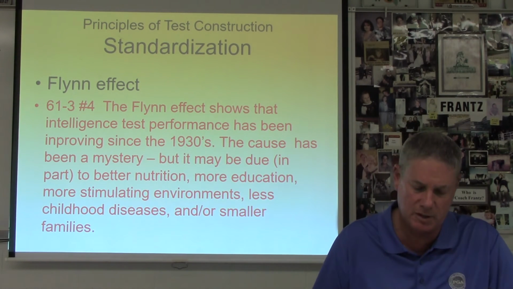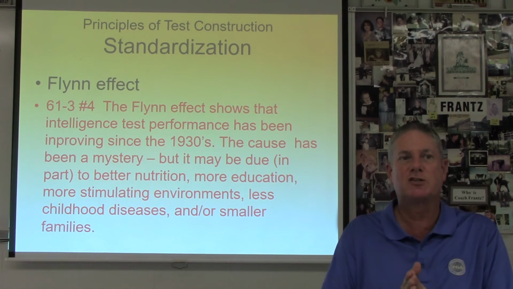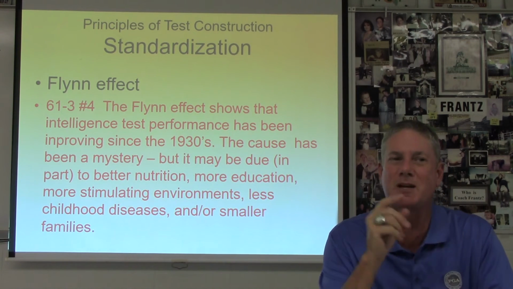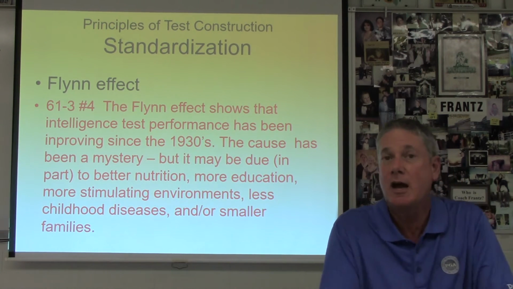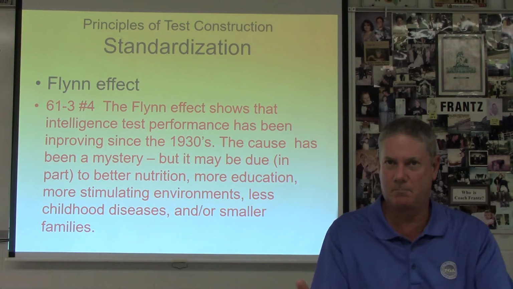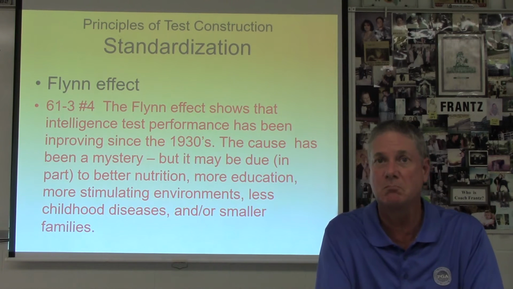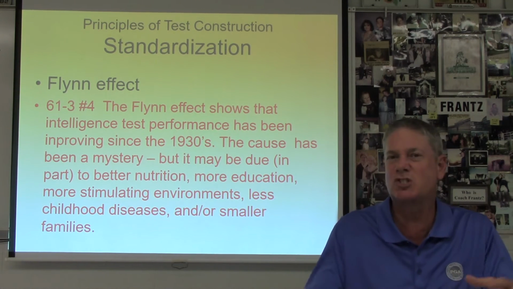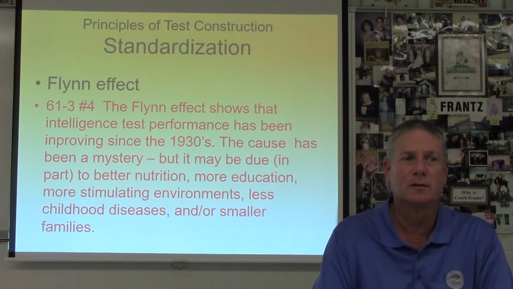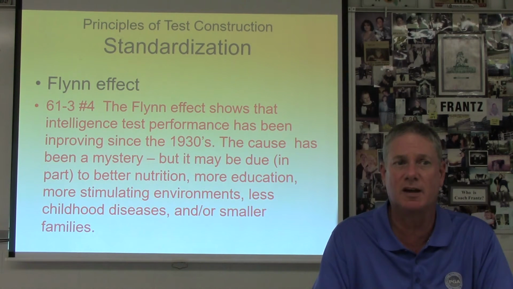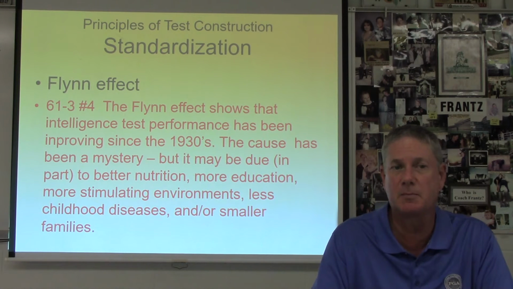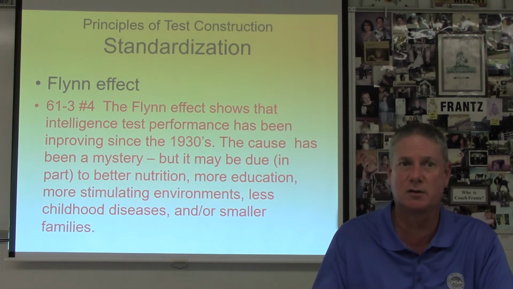Question 61.3, number 4. The Flynn effect shows that intelligence test performance has been improving since 1930, and we don't really know why. Things that have been put forward that possibly explain it include better nutrition, better education, a more stimulating environment, fewer childhood diseases, and smaller families, or families that basically have greater communication skills.